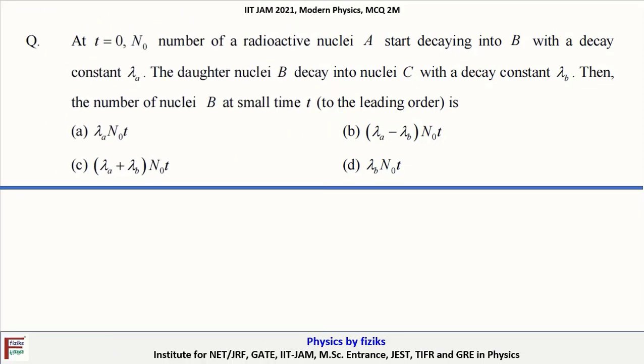We are solving the modern physics problems of IIT-JAM 2021. This is a 2-mark MCQ. This problem is related to nuclear physics, in which a radioactive particle A decays to B and B decays to C. The decay constant for A to B is lambda A and for B to C is lambda B.